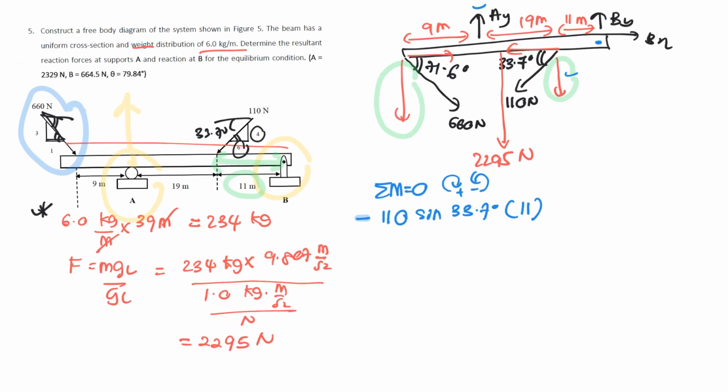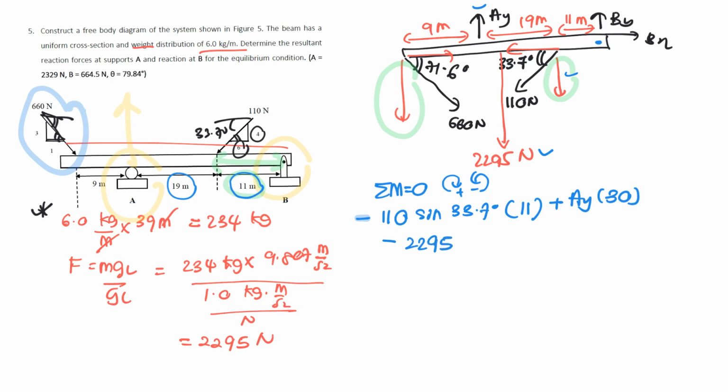Next, AY. AY definitely has a moment because the force is perpendicular to the level arm. Is AY clockwise or anti-clockwise? It is going to be clockwise. So plus AY multiplied with the level arm. The level arm is going to be 19 plus 11, so you get 30 over there. Next, 2295 Newton, because its force is perpendicular to the level arm, so definitely you're going to have a moment. Clockwise or anti-clockwise? It's going to be anti-clockwise, so I put negative 2295 multiplied with the level arm.